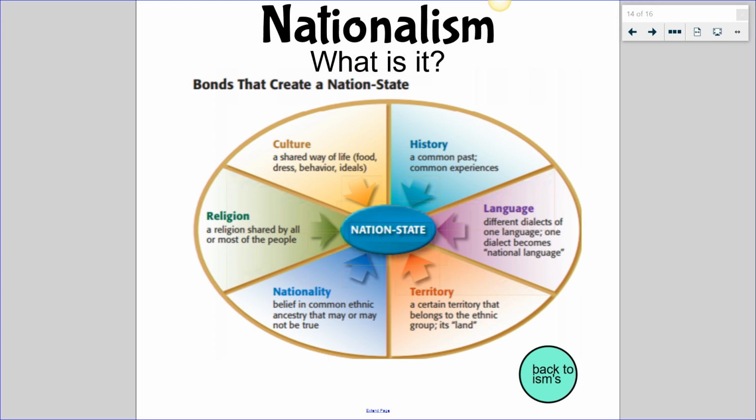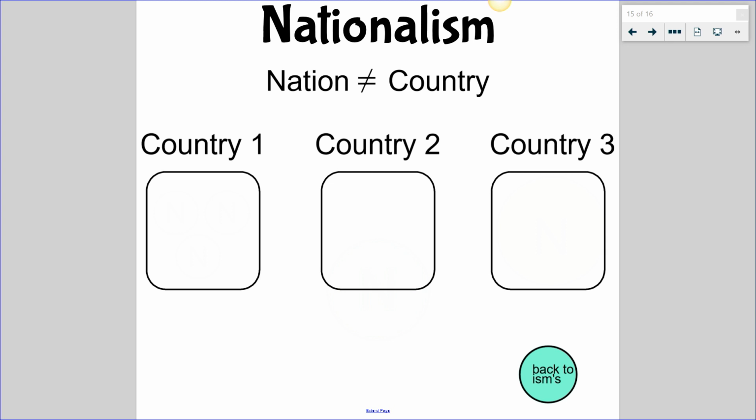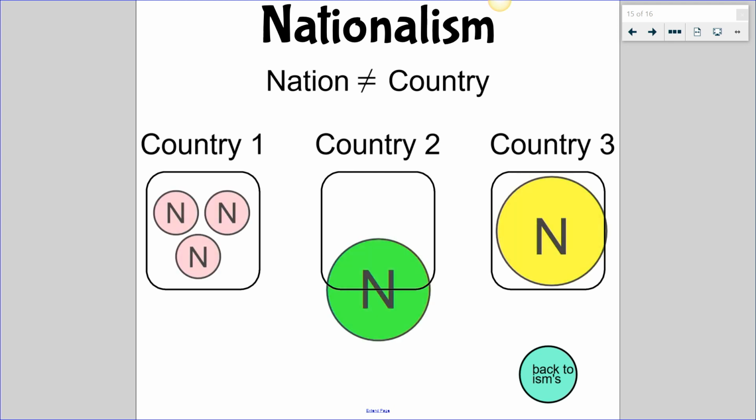Now, why would that be an issue and a cause for World War I? Well, check this out. If a nation is the people, and a nation does not equal country necessarily, it may, but it doesn't have to. Let me give you an example of 3 different countries. Country 1 has 3 nations in it. Do you think that that would be a problem, if you got 3 different nations in the same country? Well, certainly. They probably would want to split off and create their own.